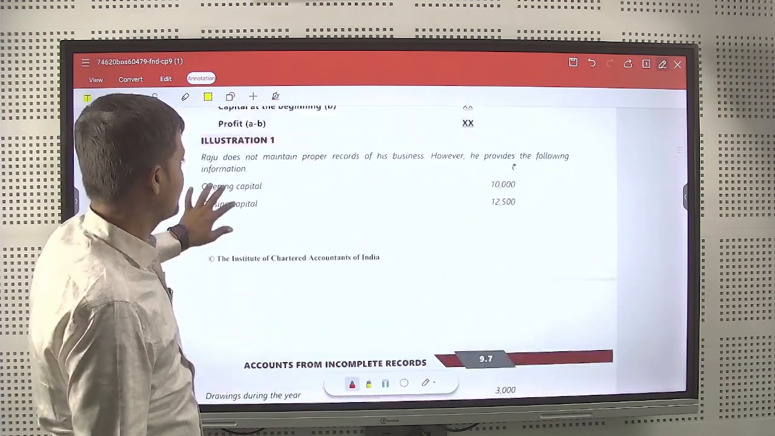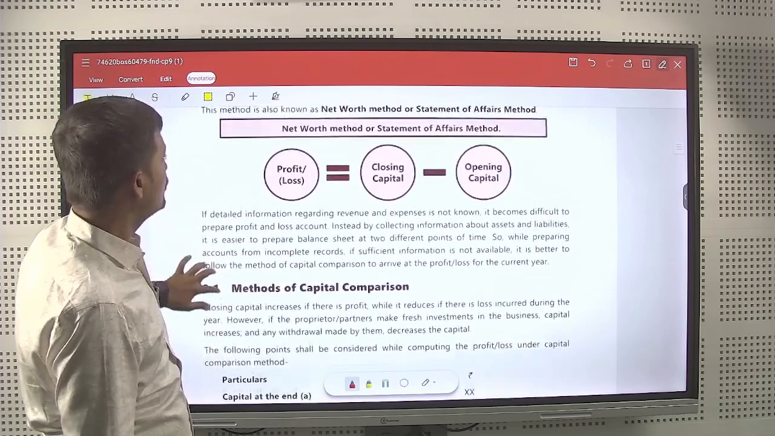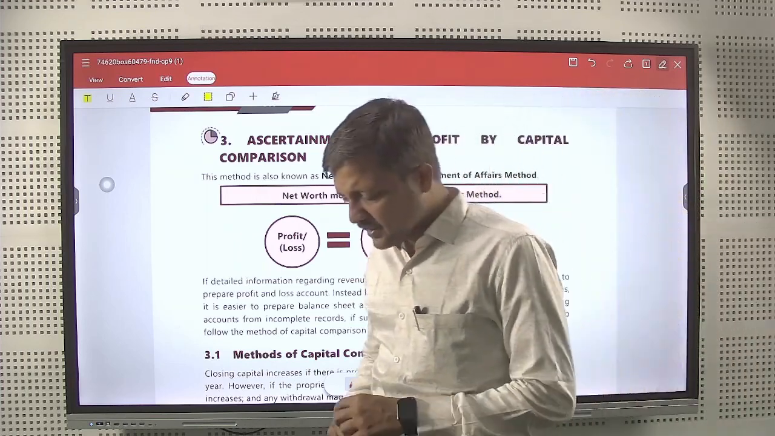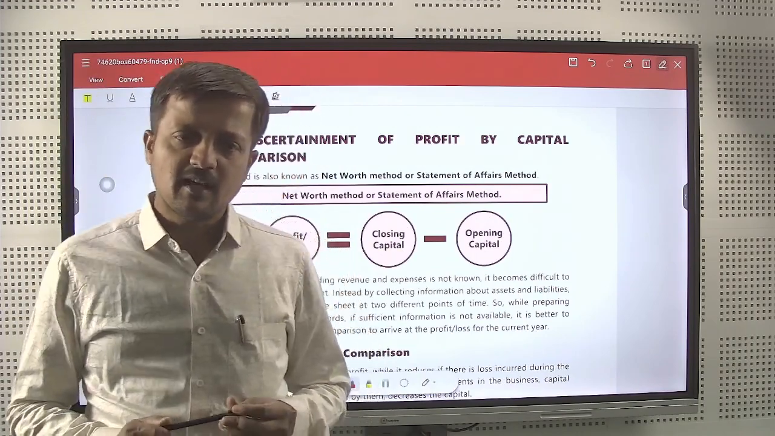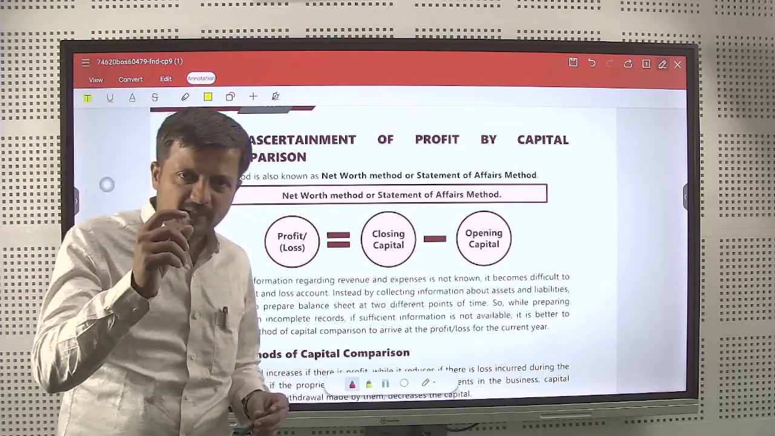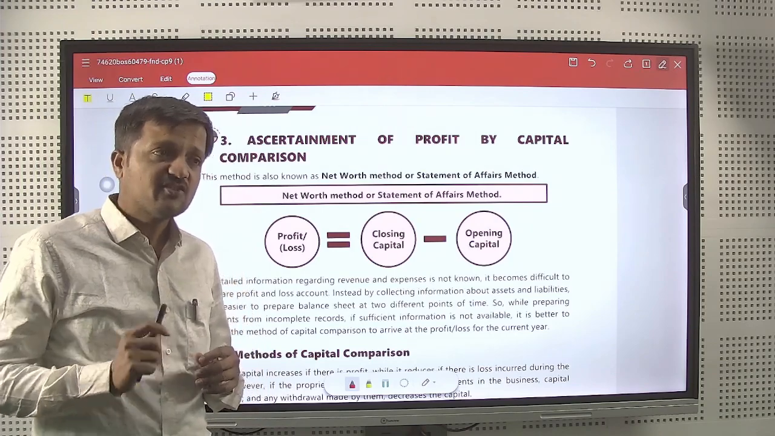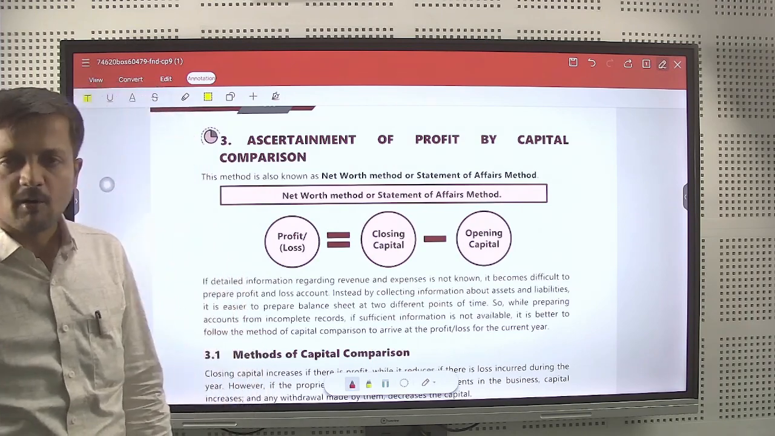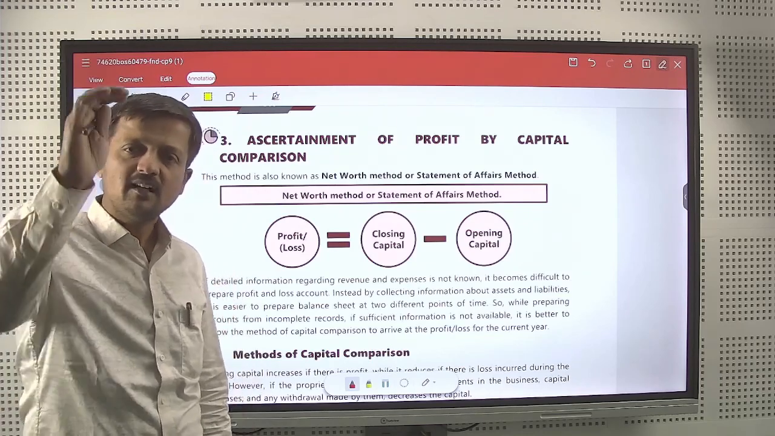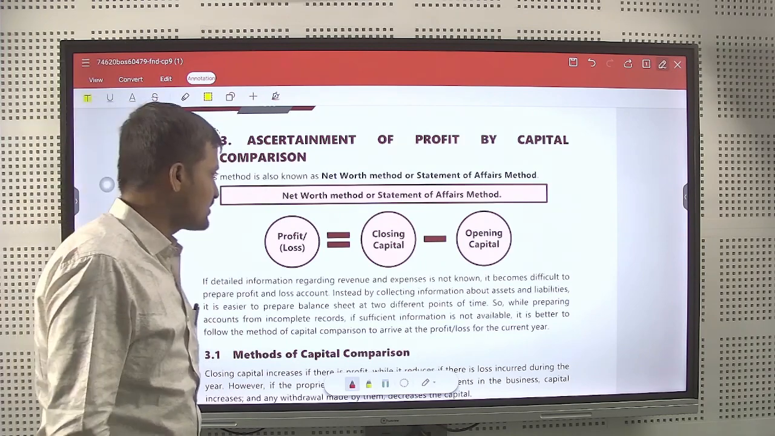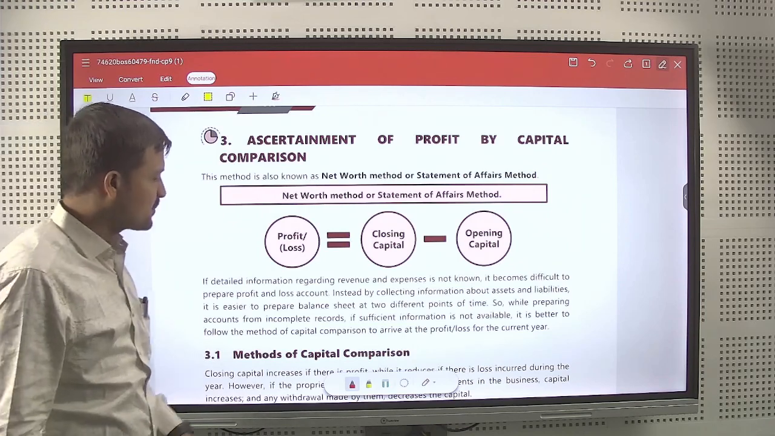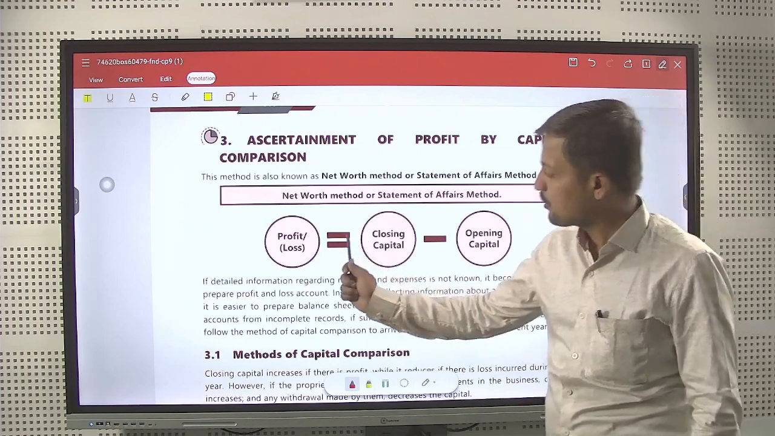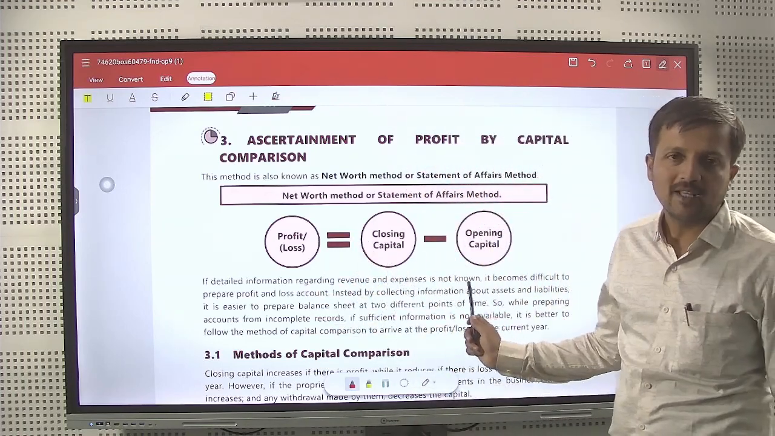Okay. Then next, how the ascertainment of profit by capital comparison. See, if you remember, I used to tell you an example in the class: the capital changes with the increase or decrease in the profit. If the profit increases, the capital also increases. If the profit decreases, or if there is a loss, then the capital decreases. Then the method is known as net worth method or statement of affairs method. So profit is equal to closing capital minus opening capital. So what is the formula for profit? Profit is equal to closing capital minus opening capital.